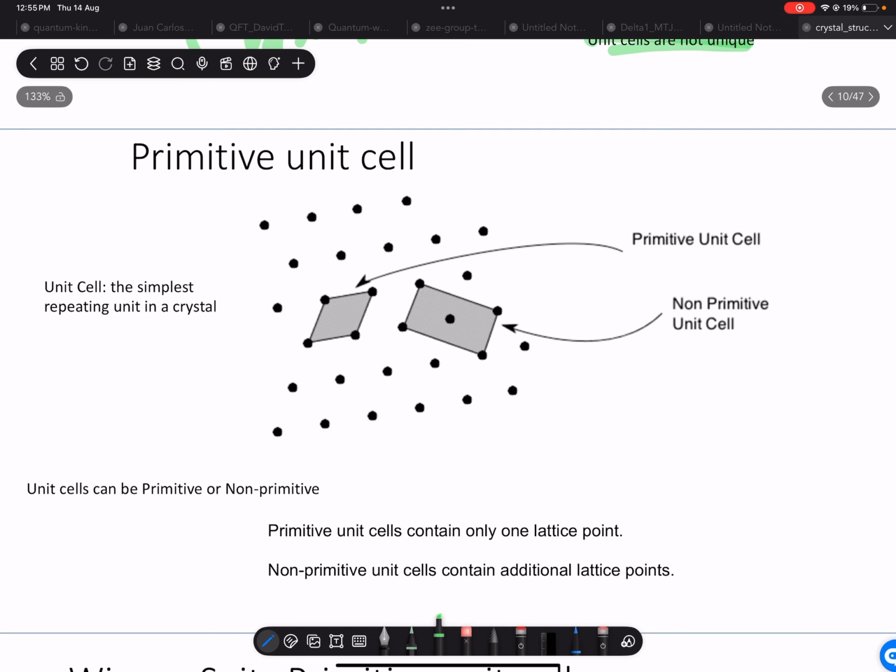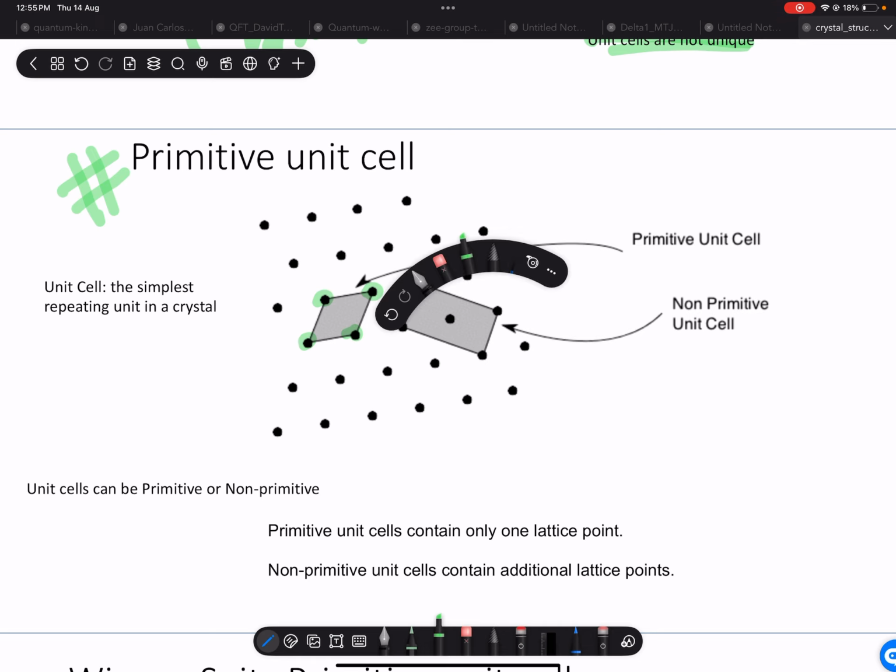And now come to the primitive unit cell. The primitive unit cell is the one which contains exactly one atom in one cell, right? So this is not a primitive cell because it has two atoms, one-fourth contribution from each corner and one inside, so it's not a primitive lattice cell.